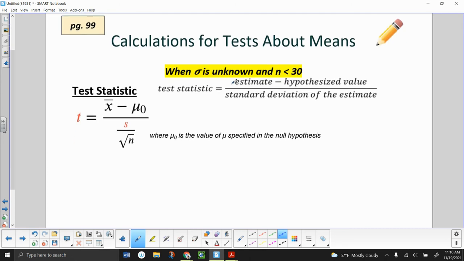Okay, in terms of calculations, it's going to be relatively the same. However, we know that we're using t in this case since our sample size is less than 30 and we don't know sigma. And then the only thing that changes in our equation is instead of using sigma, we have to use s since we're not given sigma in this problem.